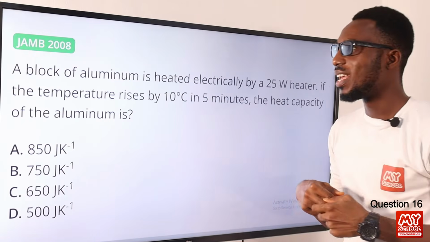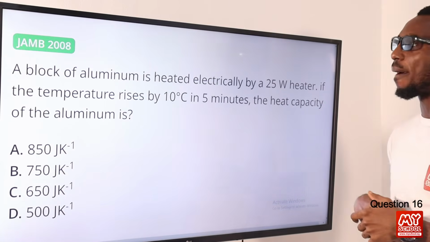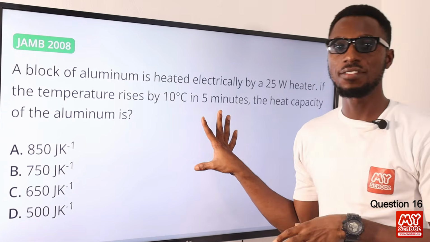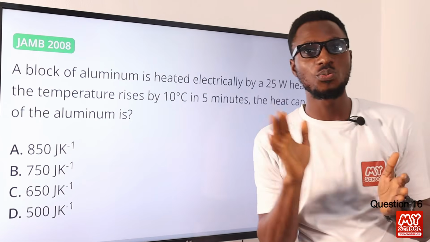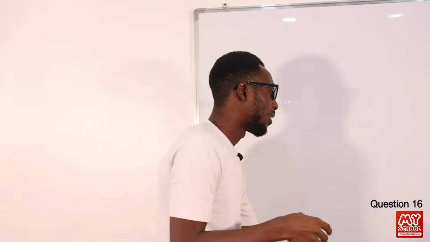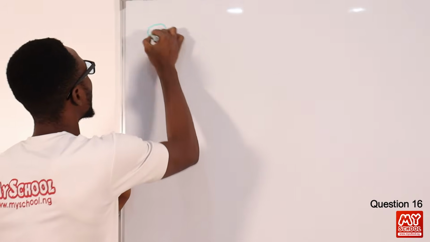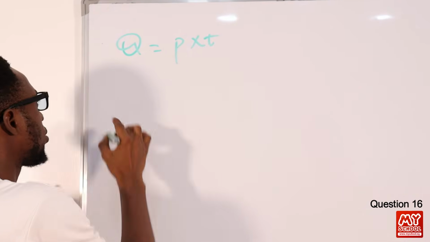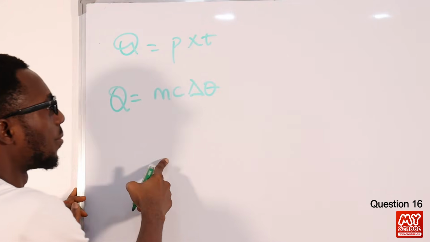16. A block of aluminium is heated electrically by a 25-watt heater. If the temperature rises by 10 degrees Celsius in 5 minutes. Okay, so the heat capacity of the aluminium is what? So we are looking at the heat energy involved, we are looking at the heat capacity and the likes. Okay, so recall this, that quantity of heat actually equals this times this, isn't it? Alright, and you can also use this formula. Remember that this Q is also equals to MC delta theta, right?